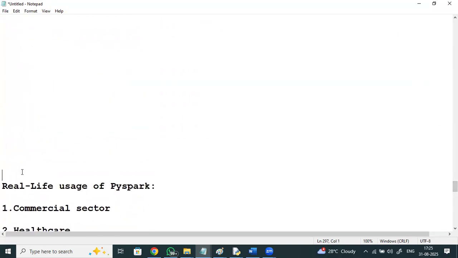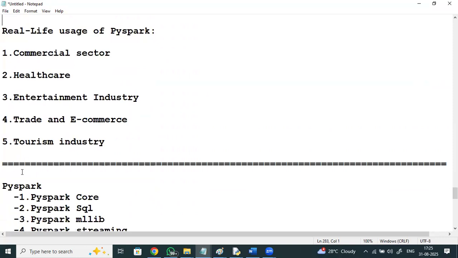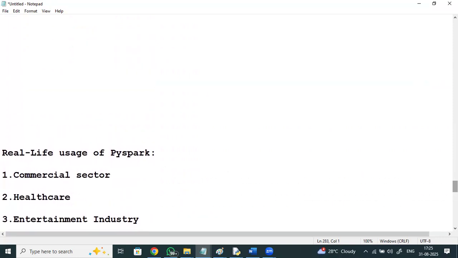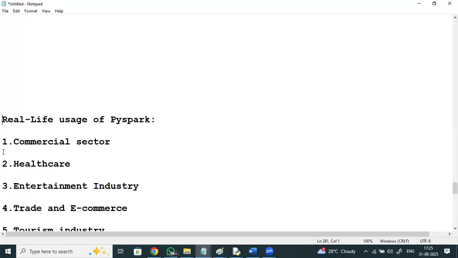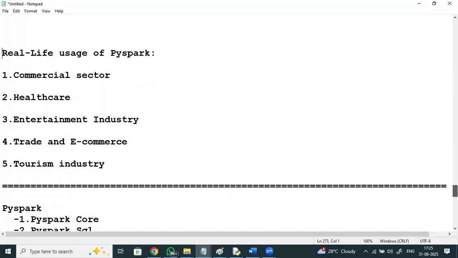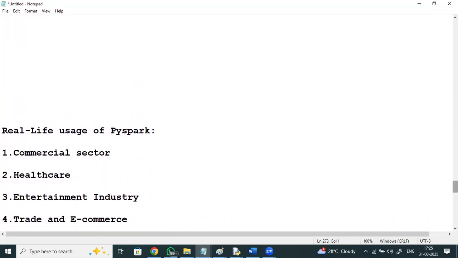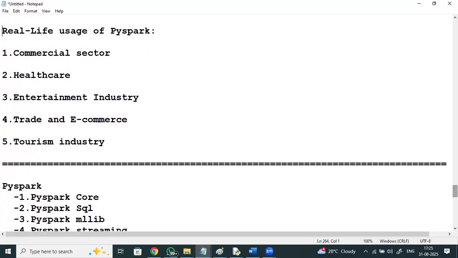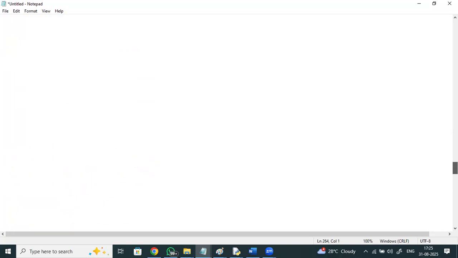Real life usage of PySpark is mostly in the commercial sector, in banks and financial fields, in healthcare, in predicting the patients who are going to face an issue. Even the entertainment industry like Netflix today is using PySpark, for trade and e-commerce, for advertising and for recommendations, and in the tourism industry for giving advice to millions of customers.